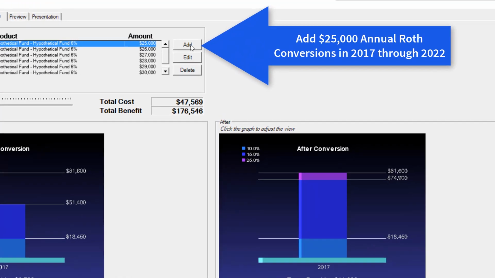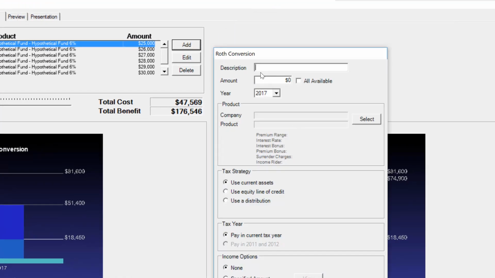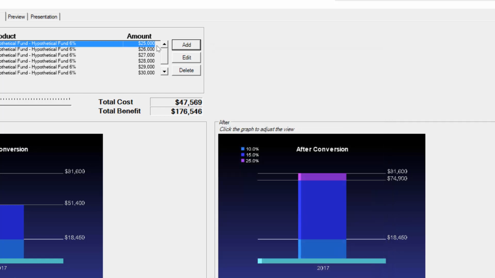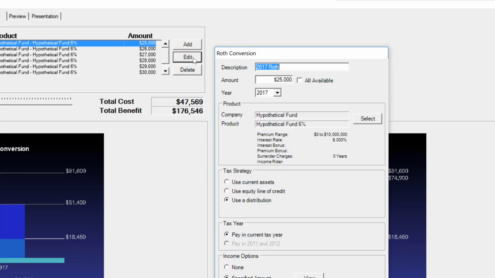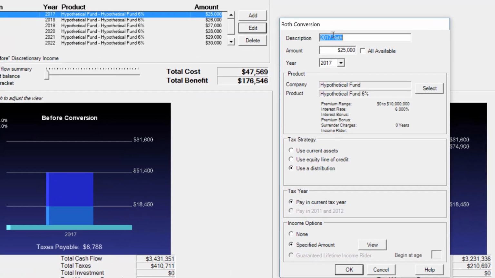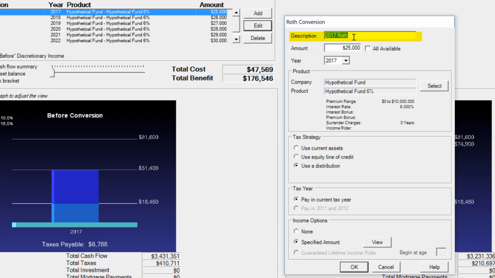I pressed this add, and then I gave it a description. The first one here I give is 2017 Roth. I typed that in. I put in the amount, $25,000, and then I clicked, well, I'll show you what I'll click. But that's how you do it with the add. I can also edit this particular one, and that way I can show you what is on the screen here. So that's the 2017 Roth. I just give it any name. I put in 25,000. I clicked the year I'm going to make that conversion.